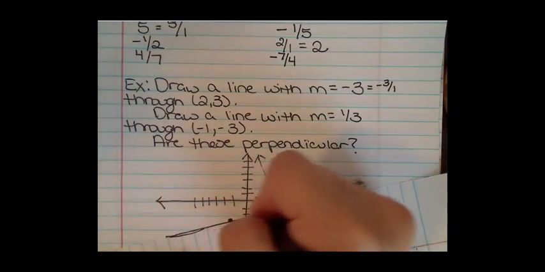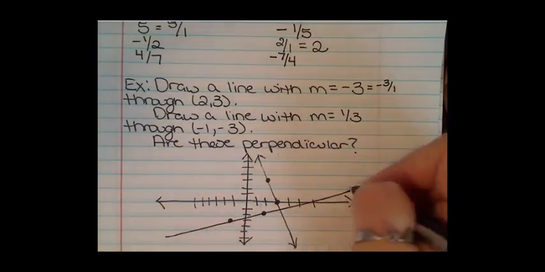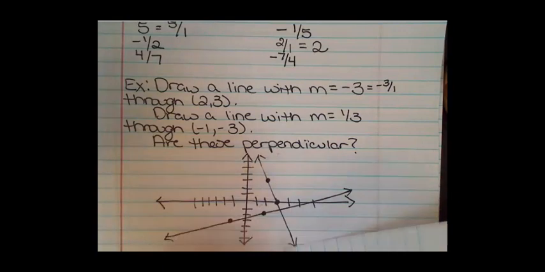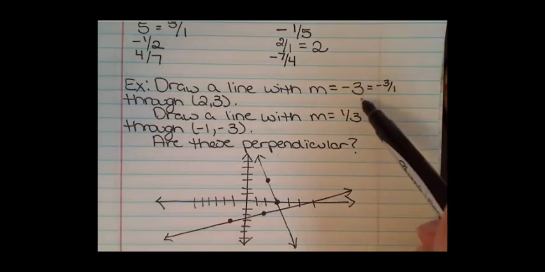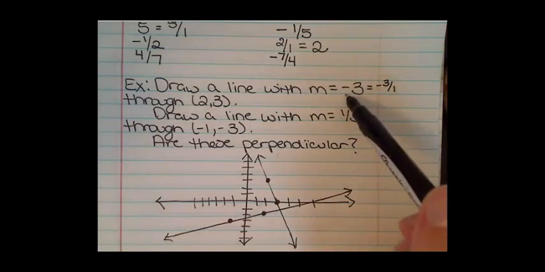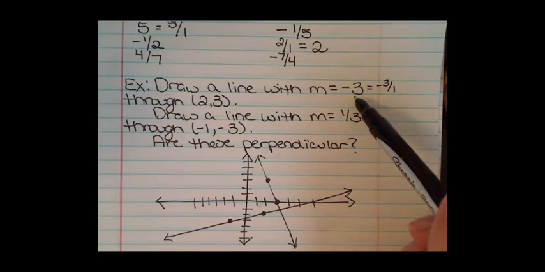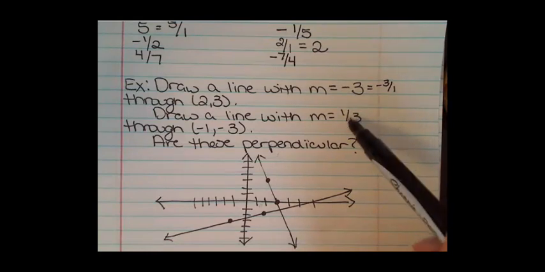So are these perpendicular? Yes, they are. And hopefully you could have seen that just based off of the slopes, because -3, the negative reciprocal of that would be positive 1/3. But I wanted to graph them in order to show you.